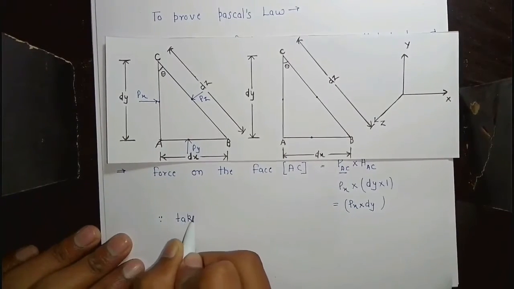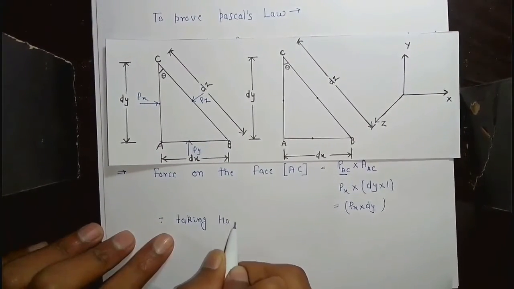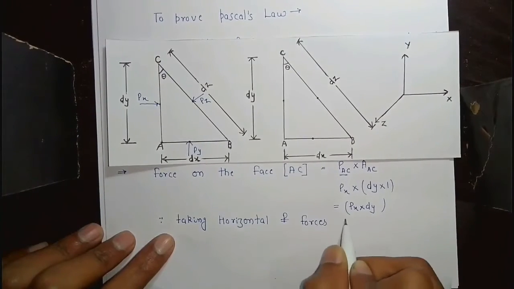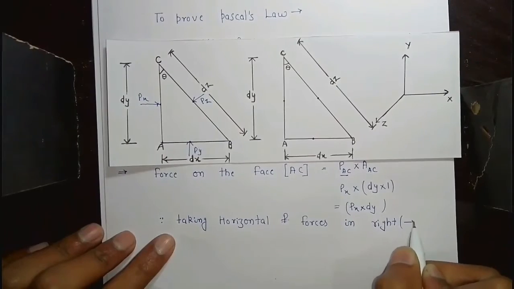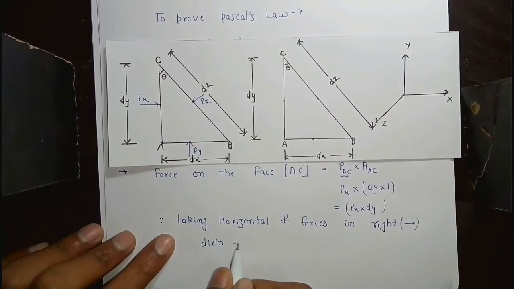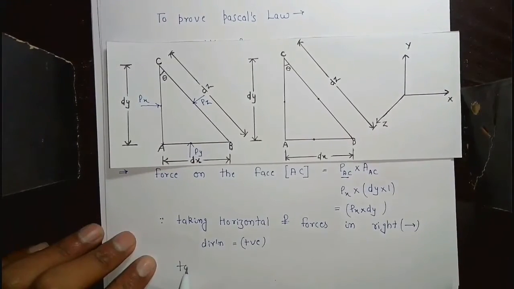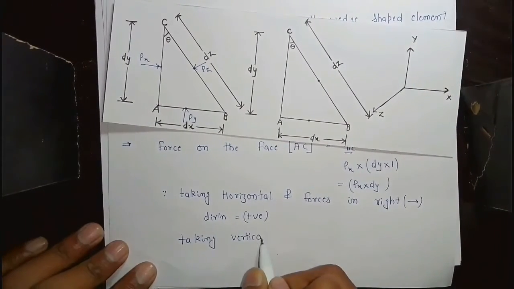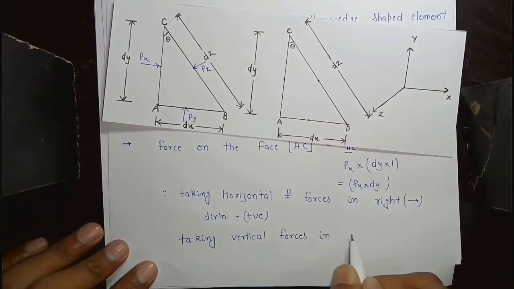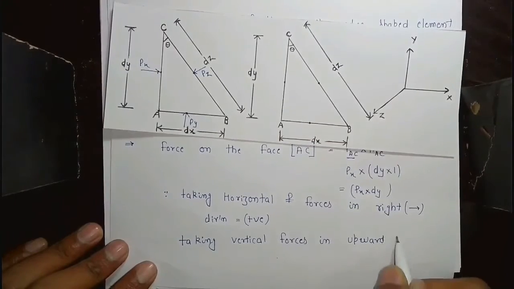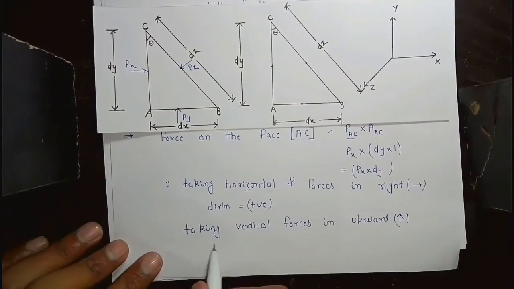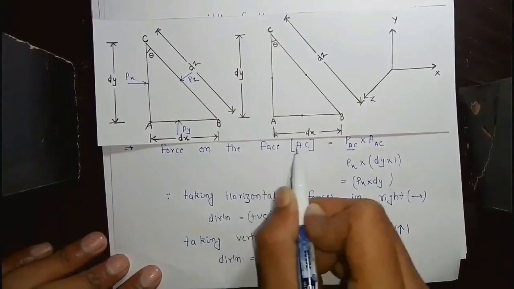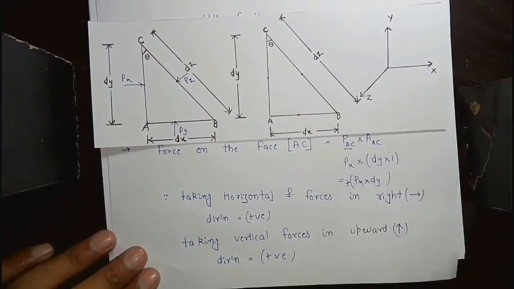And taking horizontal forces in right direction as positive, and taking vertical forces in upward direction as positive. Thus Px dot dy is in upward direction and it will be positive.